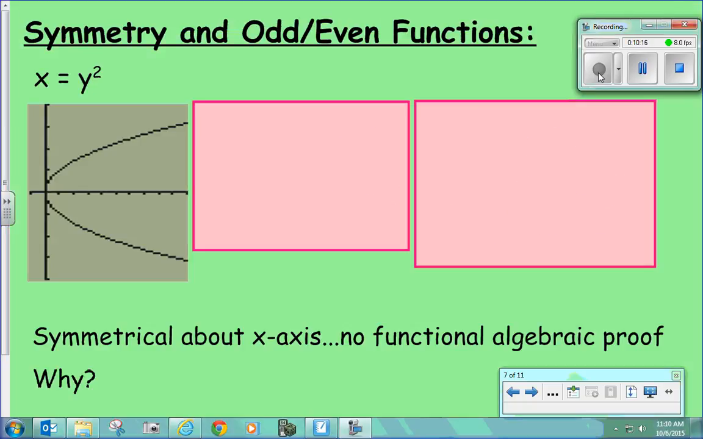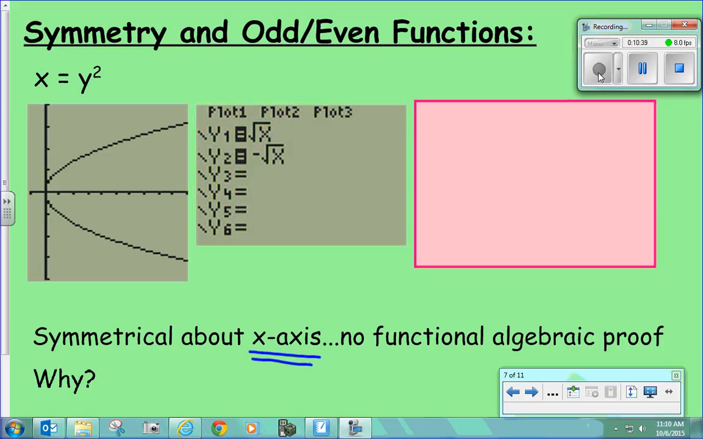All right, so what happens if we have something that's symmetrical about the x-axis? Can that tell us whether something's even or odd? No, because there's only two ways to tell something's even or odd. If it's even, it reflects across the y-axis. If it's odd, it reflects about the origin.